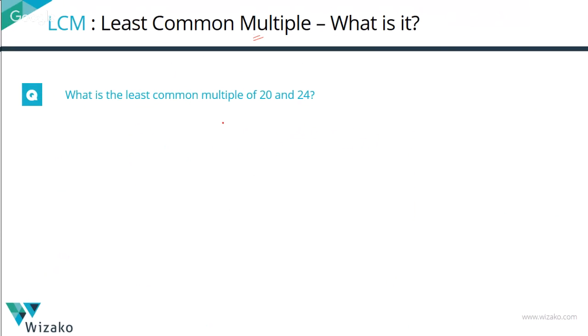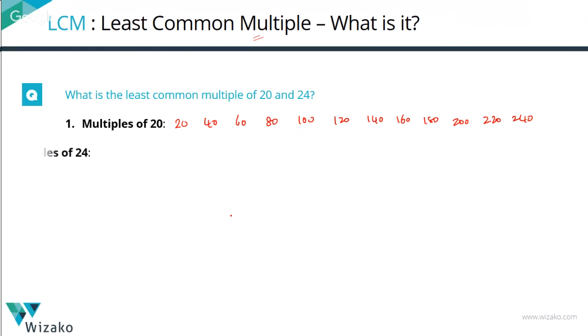Find the least common multiple of 20 and 24. Let's start by listing down multiples of 20. Let's go up to some 10, 12 multiples of 20 without batting an eyelid. 20, 40, 60, 80, 100, 120, 140, 160, 180, 200, 220, 240. I think we run out of screen space. We'll stop here.